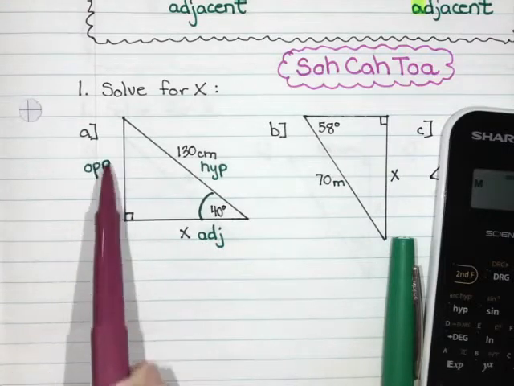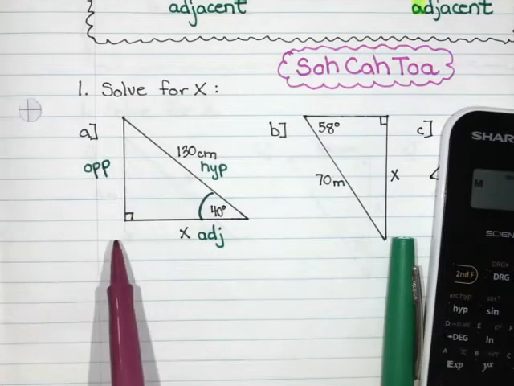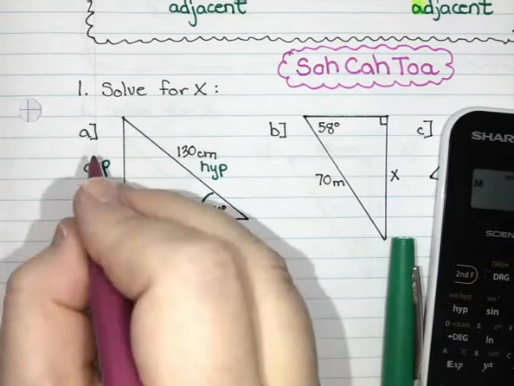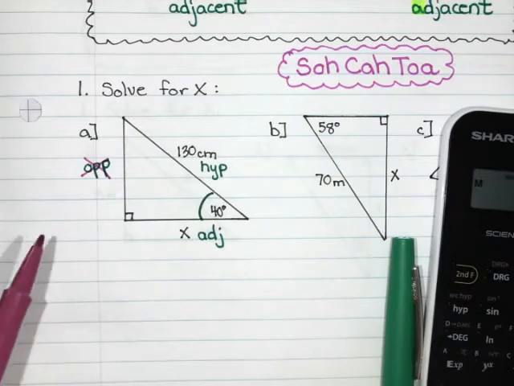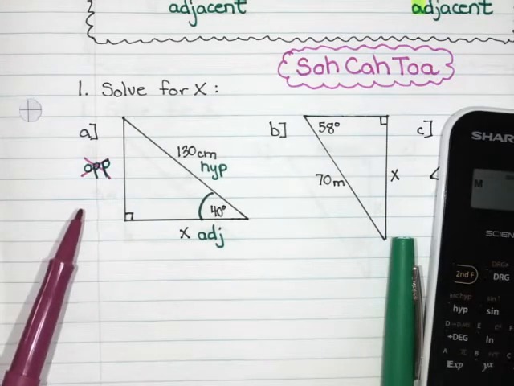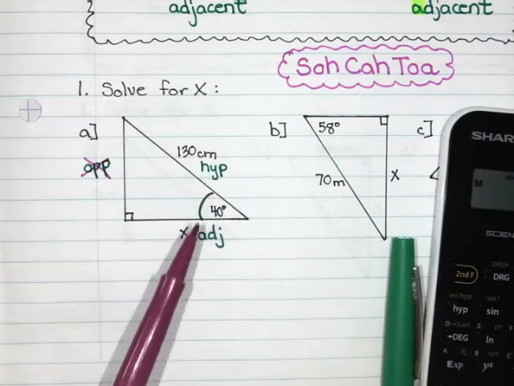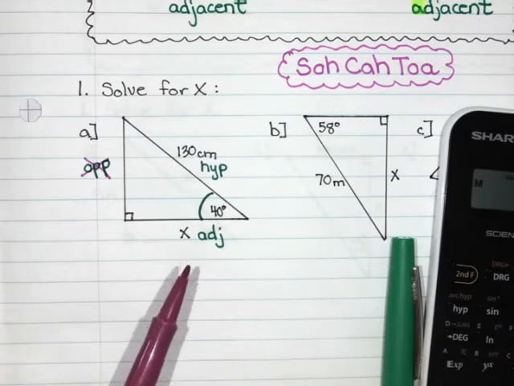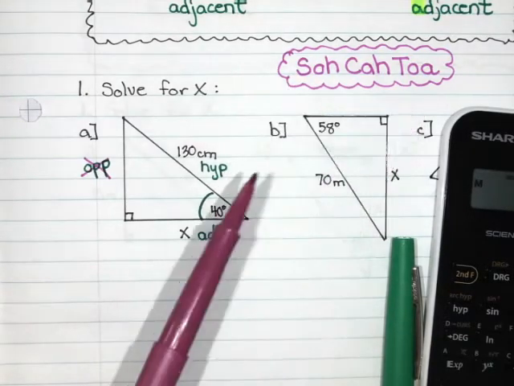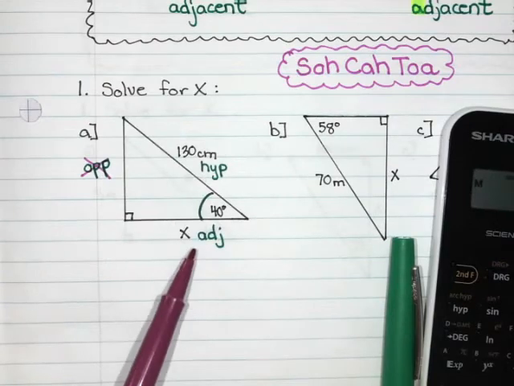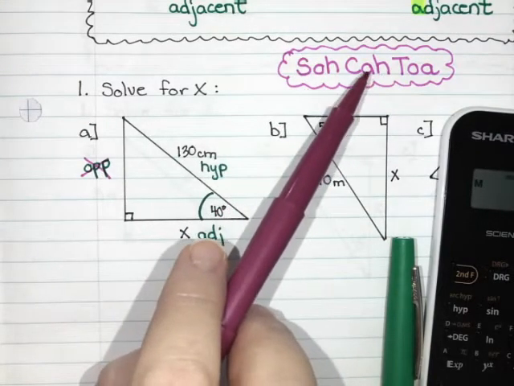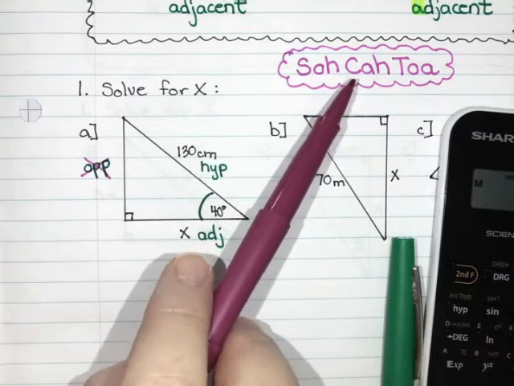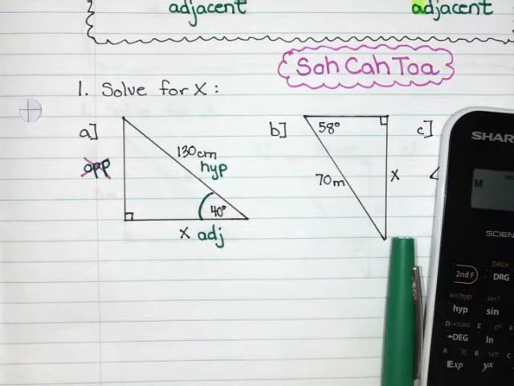And then my opposite doesn't have any markings. It doesn't have a measurement, it doesn't have a variable. So this is the side that I'm not going to use in this question because I don't know anything about it, and I kind of don't care. So what I want to do is then just focus on hypotenuse and adjacent. So if I look at my SOHCAHTOA, I'm looking for something with an H and an A. So this is O and H. Here we go. It's A and H is cosine. So I'm going to use the cosine ratio.